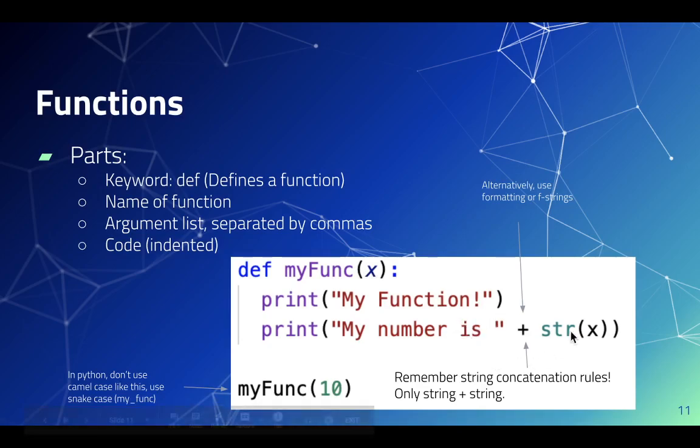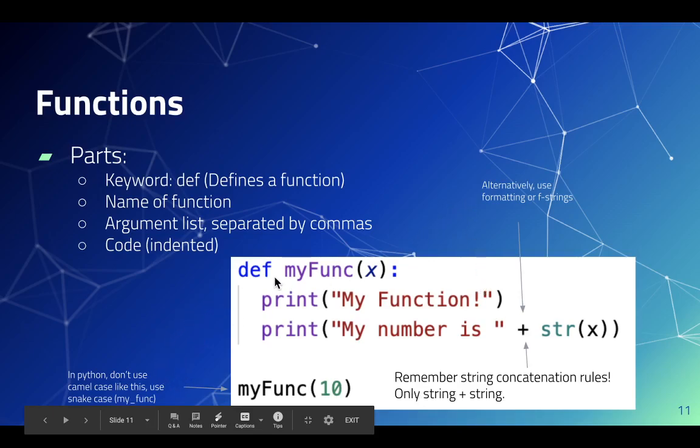And remember, when we add my number is to x, x is a number, and you can't directly add a number to a string. You need to first convert the number to a string using the str function. You could alternatively use f strings, which is formatted strings, but this way works perfectly fine.